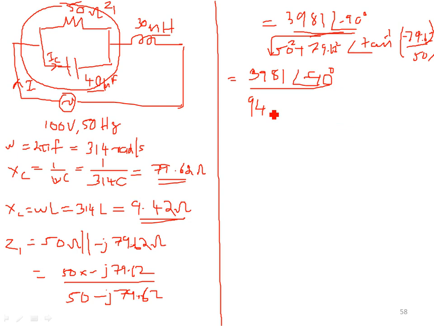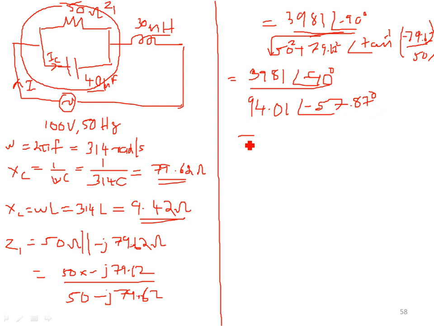at an angle minus 79.62 divided by 50. It's at an angle minus 57.87 degree. Okay. So what is it?